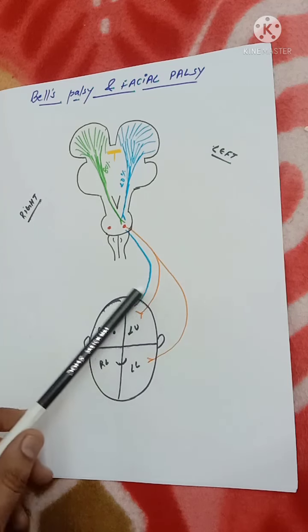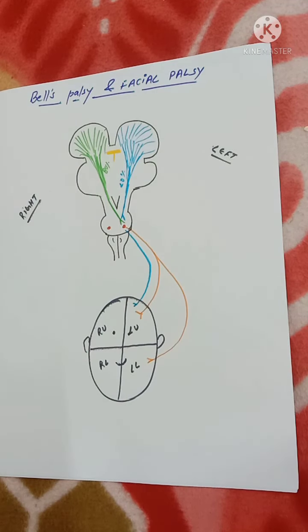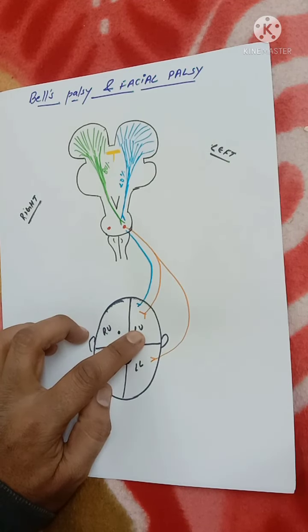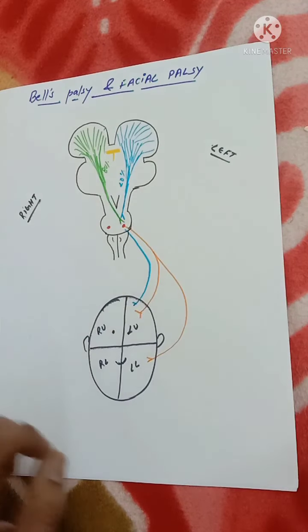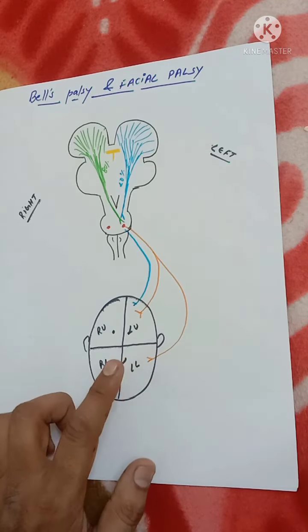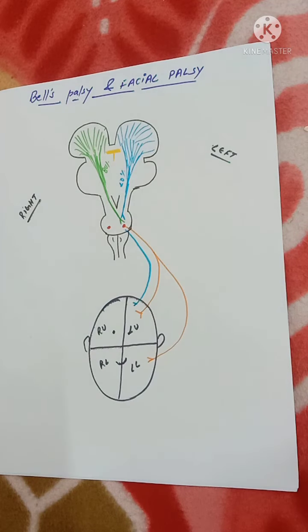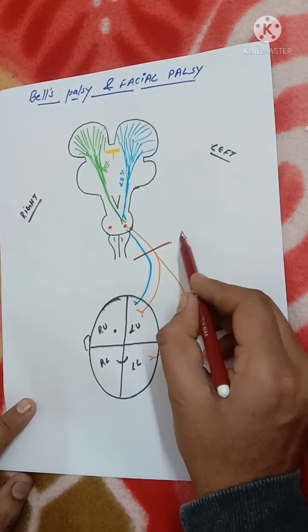The upper quadrant receives the supply from both these sides. So now what happens? The upper quadrant receives the supply from same side as well as from the opposite side, but the lower quadrant receives the nerve supply only and only from the opposite side. Now what will happen? Suppose we give a lesion here. This is lesion number A.